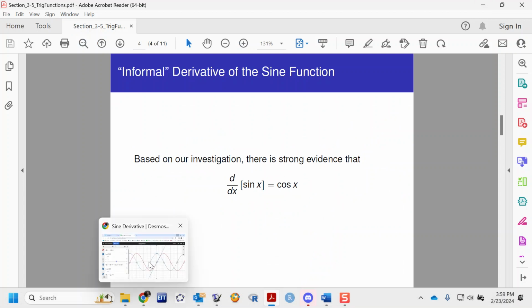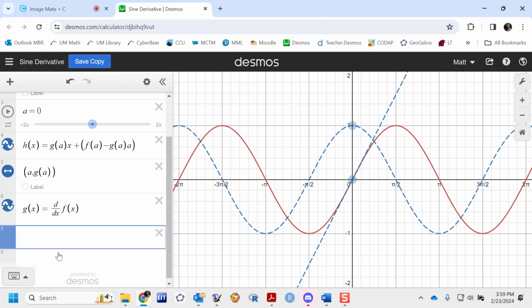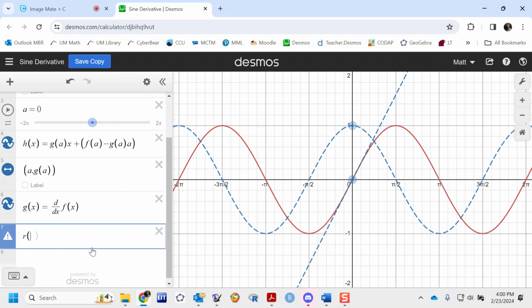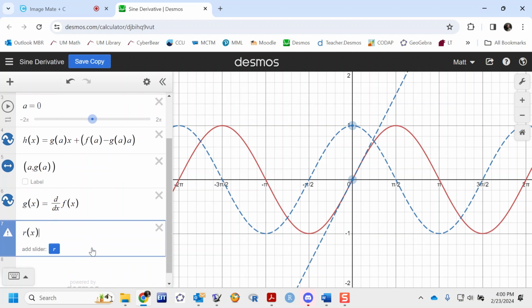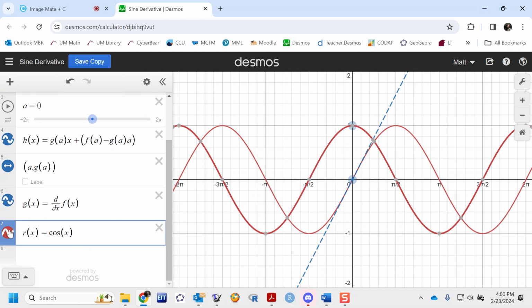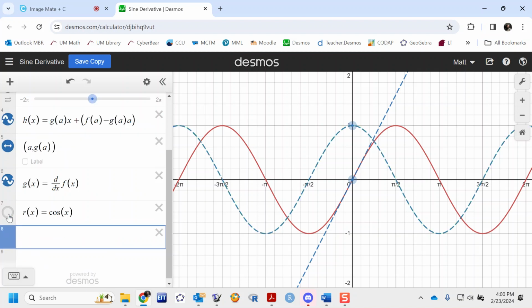Just to drive the point home here, over the top of the derivative function, we could plot, I guess we've got r of x maybe, equal to the cosine of x. And you can see that over the top of that, let's make it green, over the top of our derivative function, cosine seems to fit just perfectly. So there's pretty strong evidence based on this technological investigation that the derivative of the sine is indeed the cosine.